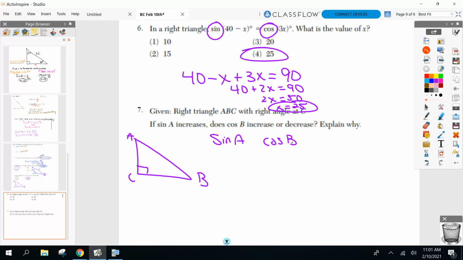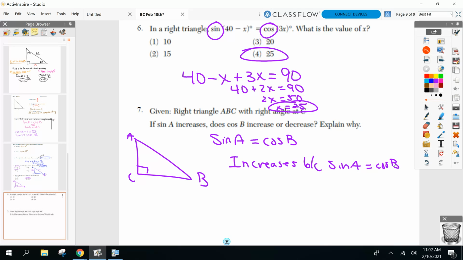Radhika? Wouldn't it go up? What do you know about sine of A and cosine of B? Sine of A, cosine of B are the same values. Right? They're the same values. So if sine of A goes up, B has to go up to match it, right? So it increases. Because I'm just going to write the same thing there. Sine of A is equal to the cosine of B. So if one goes up, the other's got to go up too because they're equal to each other.